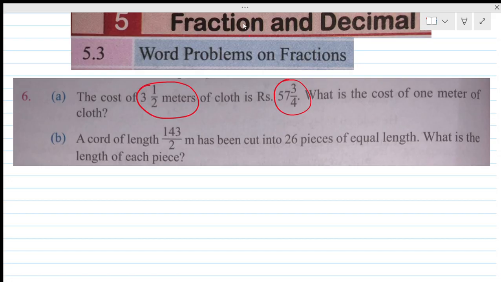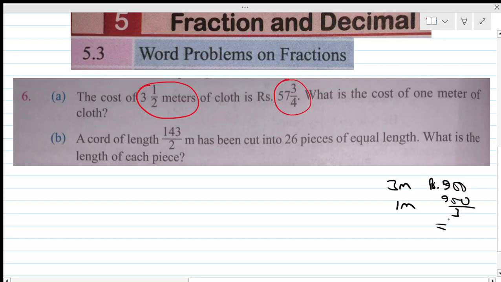I'll let you understand the concept through one easy example first. Suppose I went to purchase 3 meter of cloth for stitching my shirt or pant, and its total cost, when I've purchased just the cloth, is 900 rupees. We can easily understand what the cost of 1 meter will be. It will obviously be less. For 3 meter I purchased in total 900, so for 1 meter it must be less, 3 times less. So we have to divide by 3. For 1 meter we get 900 by 3, which is 300 rupees.